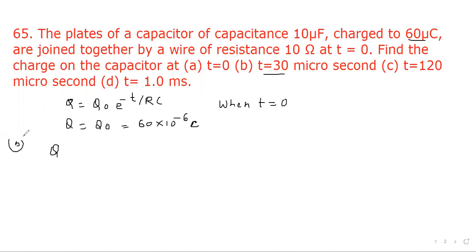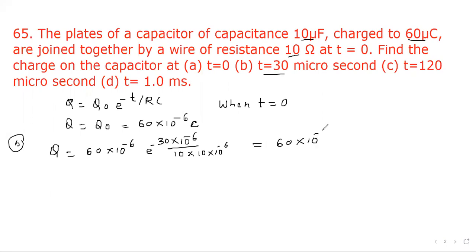Case number B, Q equal to Q0. Q0 is 60 into 10 to the power minus 6, e to the power minus t. T is given as 30 microsecond, so 30 into 10 to the power minus 6 divided by RC. Here R is given as 10 ohm and capacitance is 10 microfarad, 10 into 10 to the power minus 6. So this will become 60 into 10 to the power minus 6 times e to the power minus 0.3.